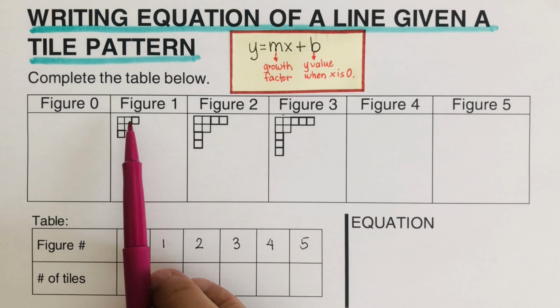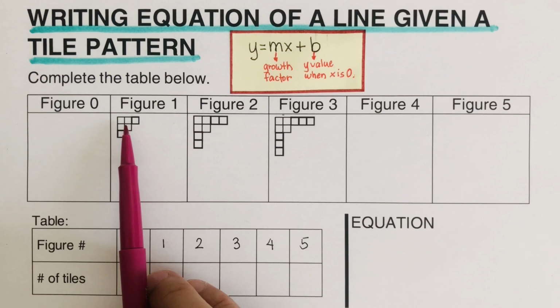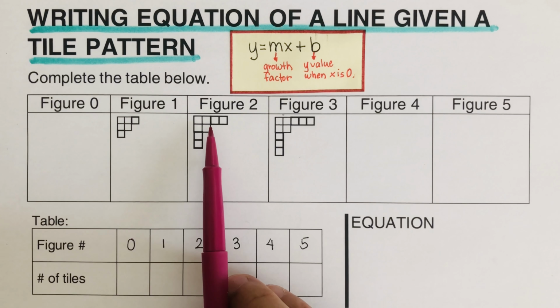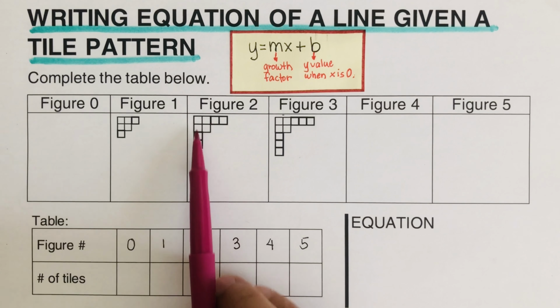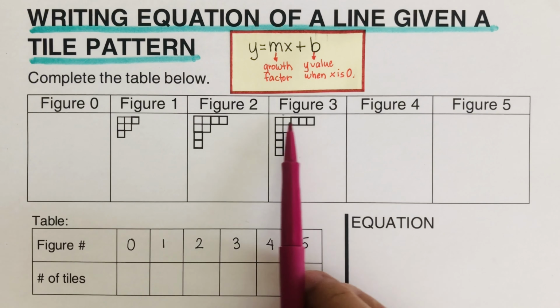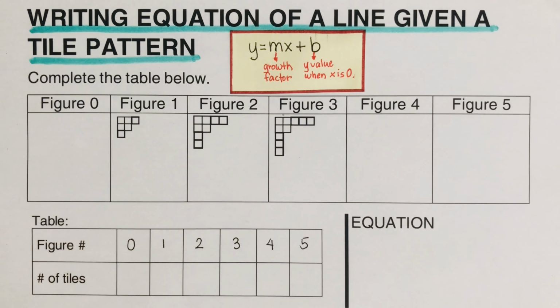If we count the number of tiles for the first figure, there are 6 tiles. For the second figure, there are 8 tiles total. For figure 3, there are 10 tiles total. Now the problem is that if I were to ask you for the number of tiles for figure 75, how many tiles would that be? Or figure 139, how many tiles would that be?